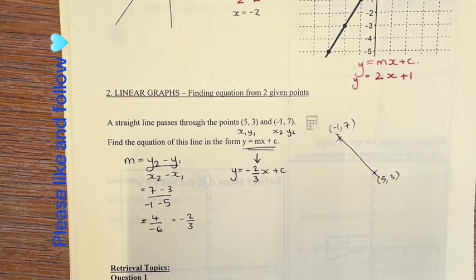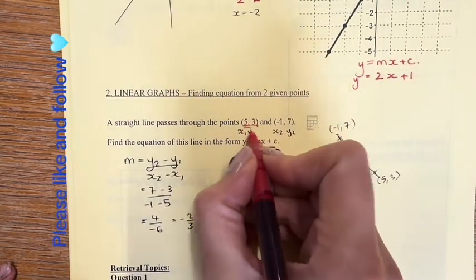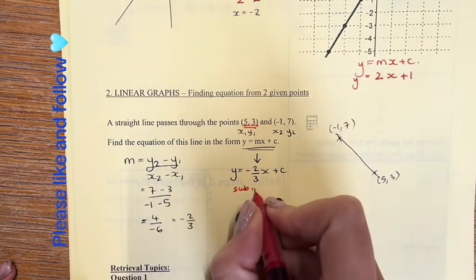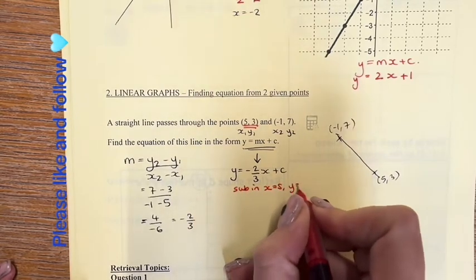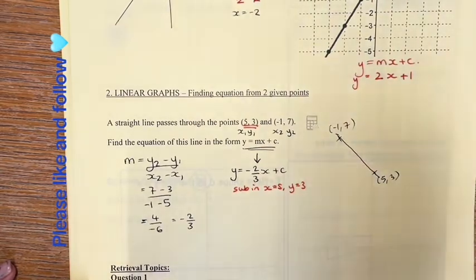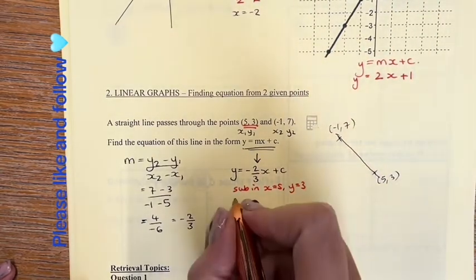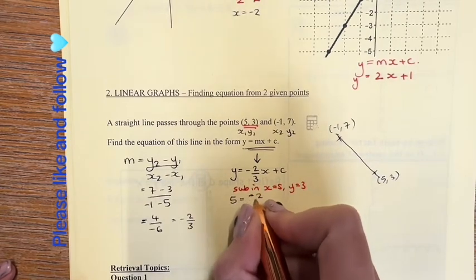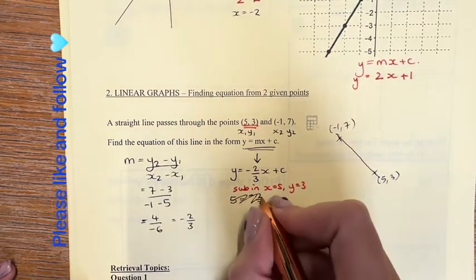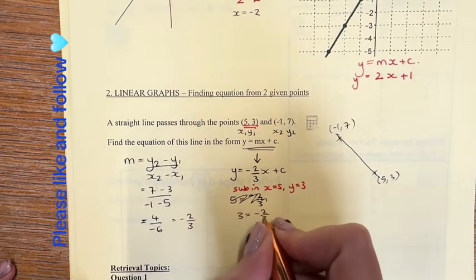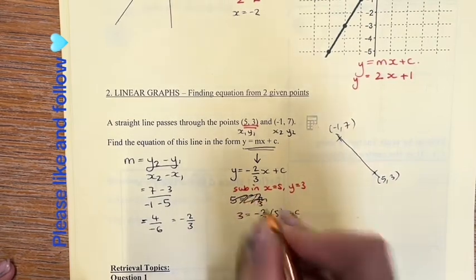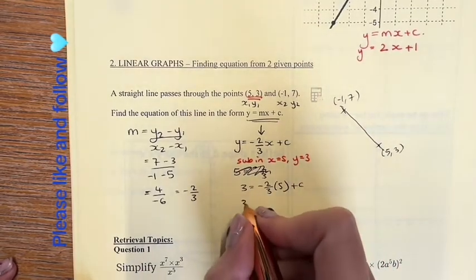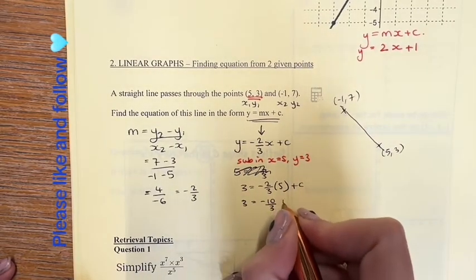And now I need to find c. So all I do is I take one of the coordinates from above. I'm going to take the positive one because positive numbers are nicer. I know this is a calculator question, but it could be on a non-calculator paper. So I'm going to take this one, and I'm just going to sub in x is 5 and y is 3. It doesn't matter if I picked the other one, I'll get the same answer. So substituting, 3 equals minus 2/3 of 5 plus c. 3 equals minus 10 over 3 plus c.